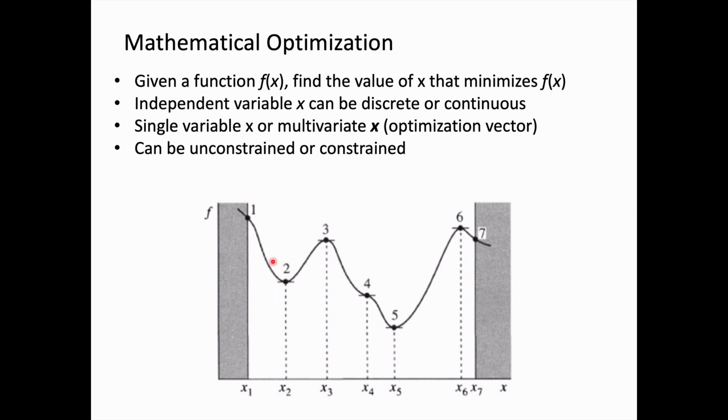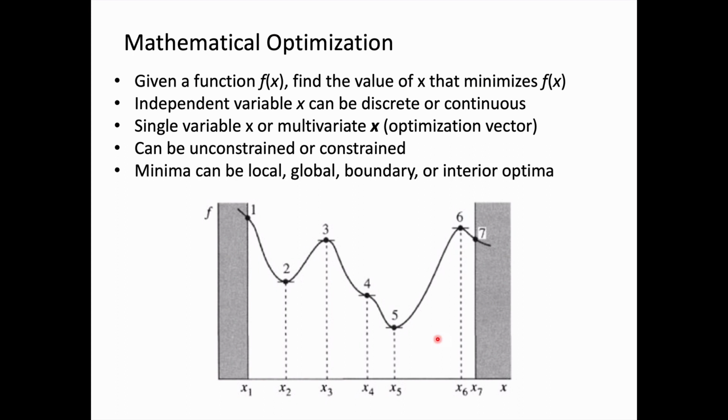So here in this problem, we are trying to find the minimum of f, which is a function of x, but stay within the region between x1 and x7. So we have a set of bound constraints between x1 and x7. That's an example of a constrained problem. We'd like to find where the minimum is, and these minima can be local, global, boundary, or interior optima.